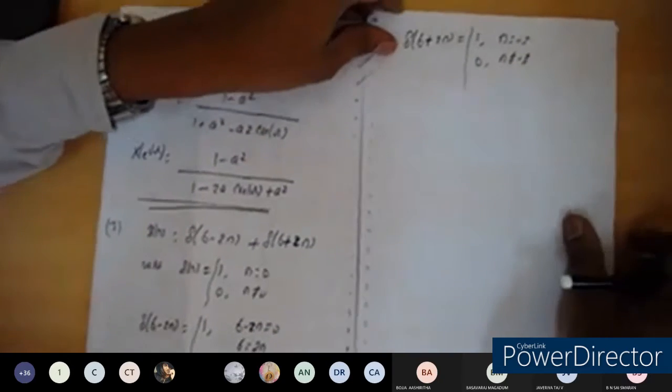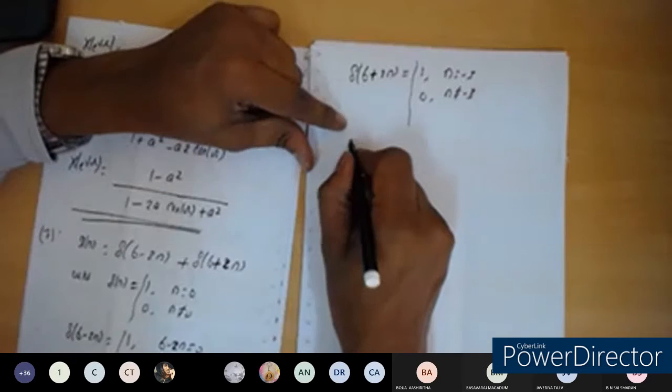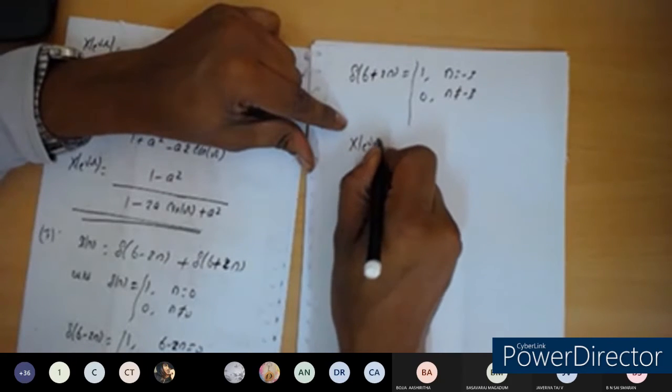Now let us take the DTFT formula. Let us consider the DTFT formula here.